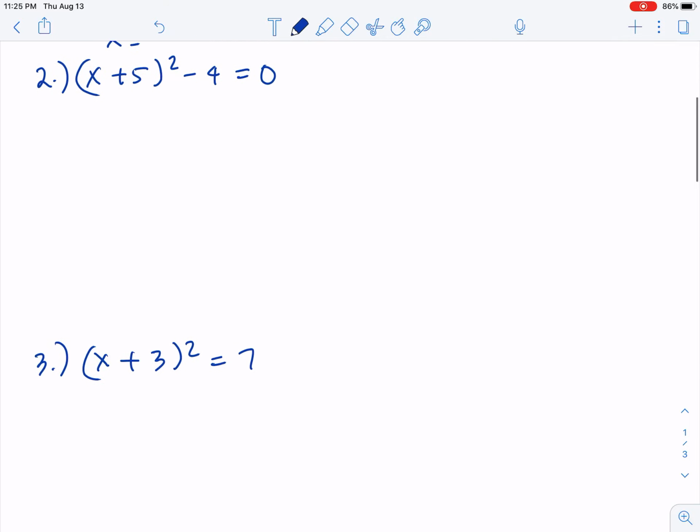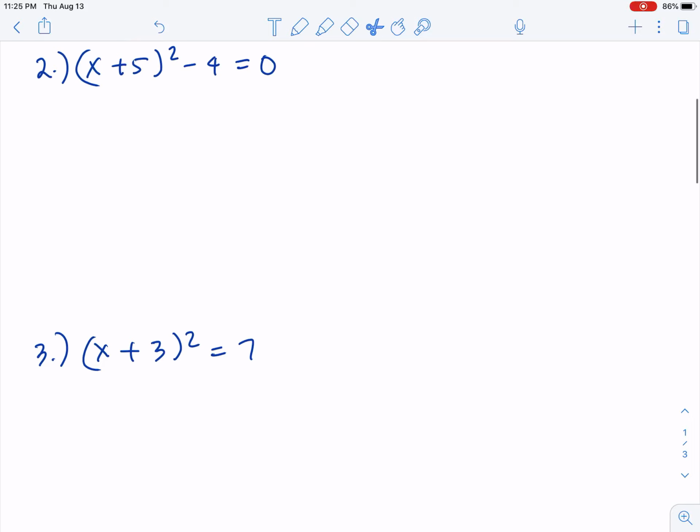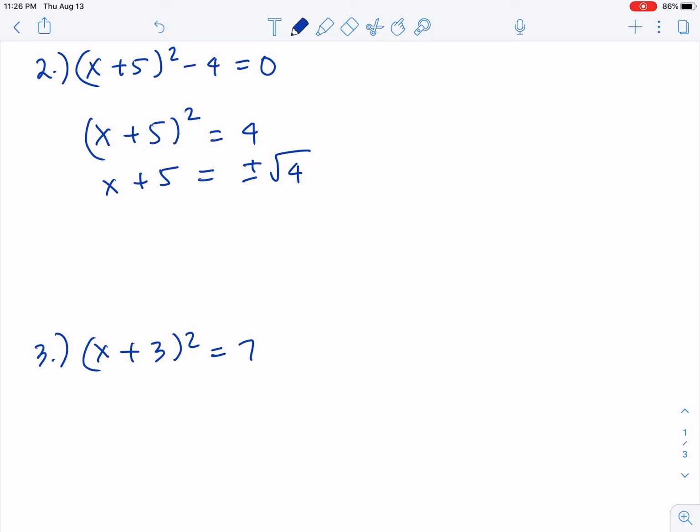For number 2, we have (x + 5)² - 4 = 0. So, (x + 5)² = 4, di ba? If we add 4 to both sides. And getting the square root, we have x + 5 = ±√4. And we know that the square root of 4 is 2, so which means that x + 5 = ±2.